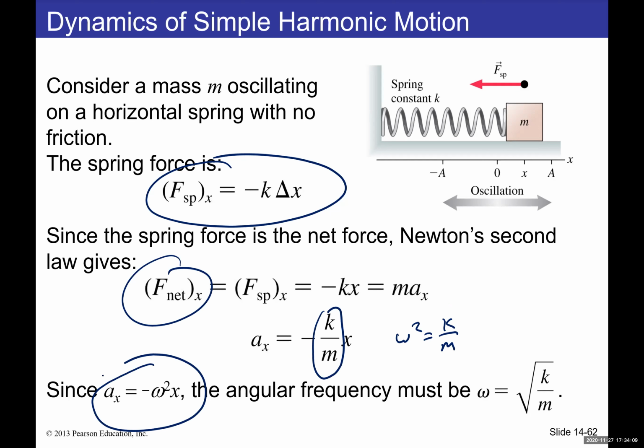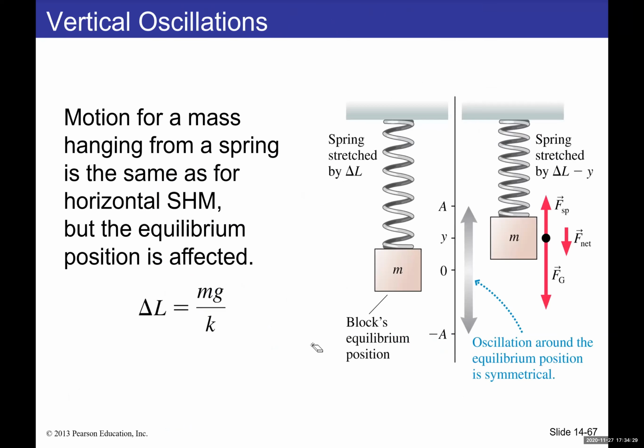All right, so simple harmonic motion occurs only when acceleration is proportional to the negative of x. The spring system and the pendulum system are both simple harmonic motion because you get this proportionality. Now here we can have a spring that hangs vertically rather than on a horizontal axis, but it's still a similar idea.